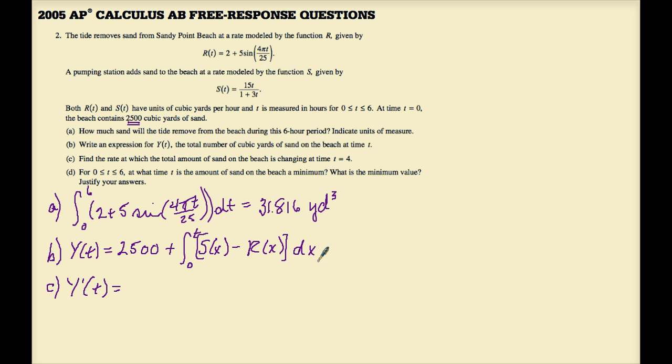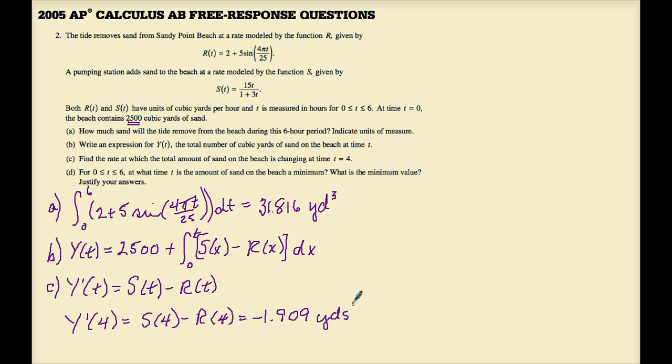That will be the derivative of this expression. The derivative of 2500 is 0, and the derivative of this integral is this integrand, but with the upper endpoint of integration inserted for x. That means our expression for y prime of t will be s of t minus r of t. Now let's find y prime of 4. This will be s of 4 minus r of 4, which is negative 1.909 cubic yards per hour.